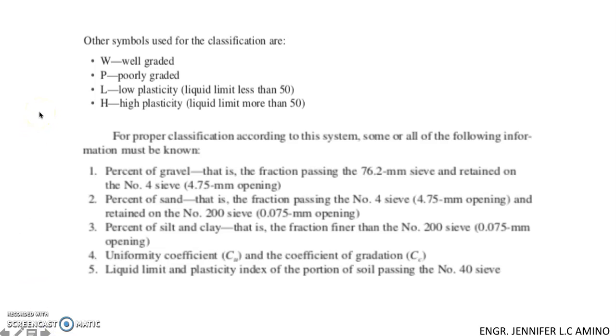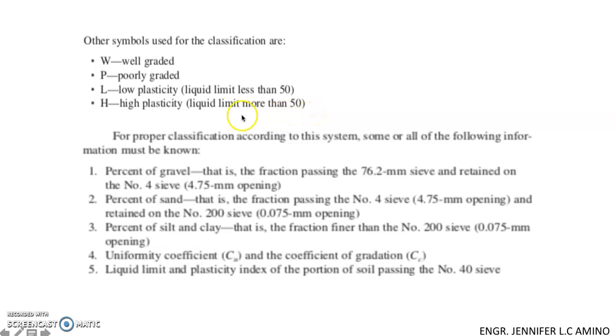Other symbols used for the USCS are W to represent well-graded, P for poorly graded, L for low plasticity, and H for high plasticity. Take note that for L, low plasticity, the liquid limit is less than 50. For H, high plasticity, the liquid limit is more than 50.